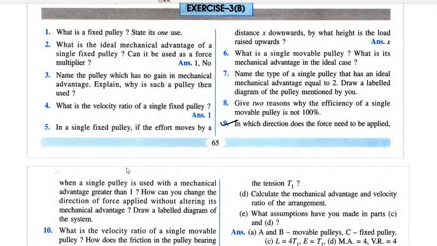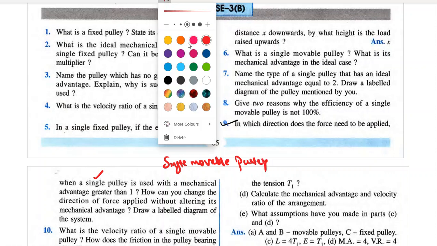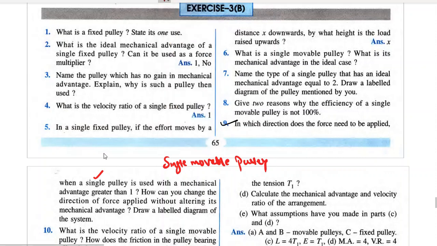So you have to use a single pulley with a mechanical advantage greater than 1. If you want to use a single pulley with mechanical advantage greater than 1, that will be a single movable pulley. Single movable pulley has mechanical advantage of 2, right? And in which direction you have to apply force in a single movable pulley? You have to apply force in upward direction. Force needs to be applied in upward direction, right?